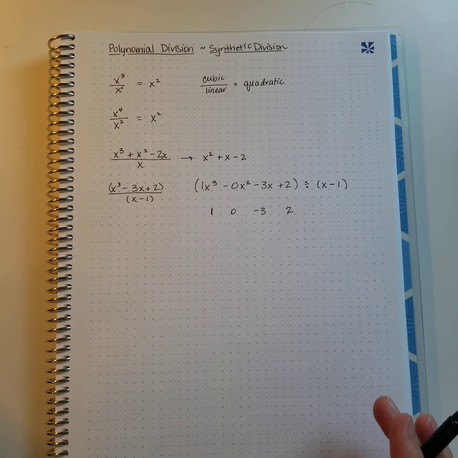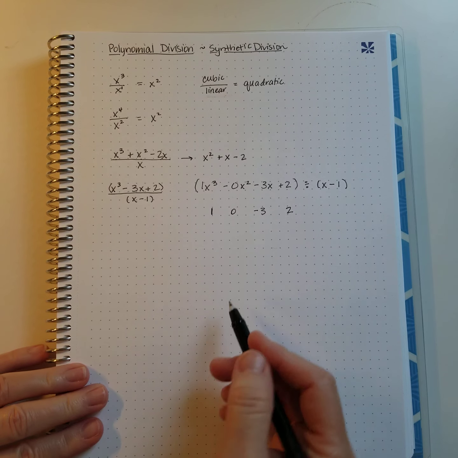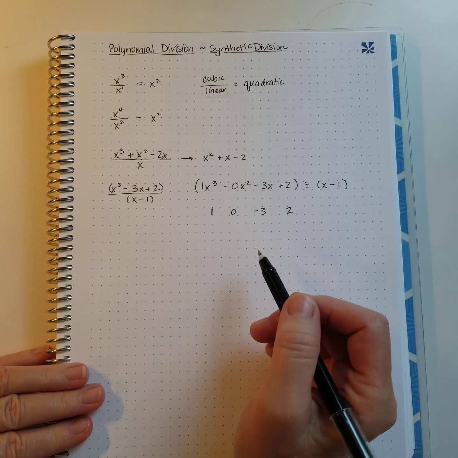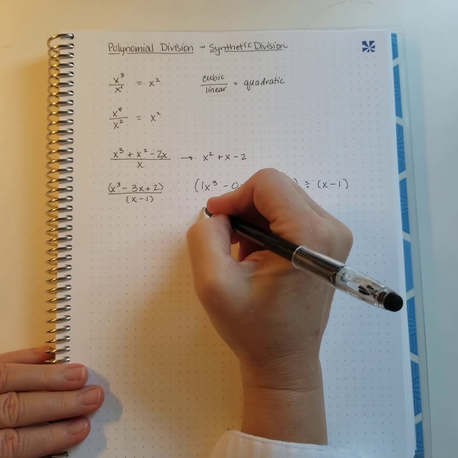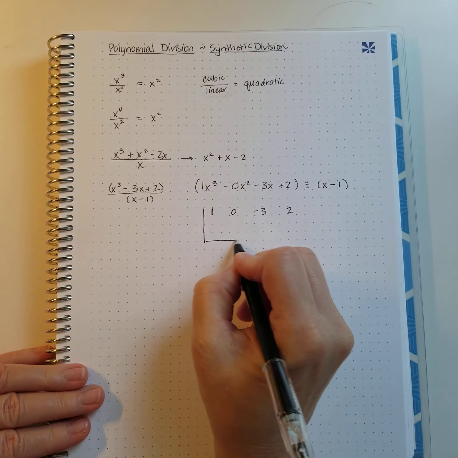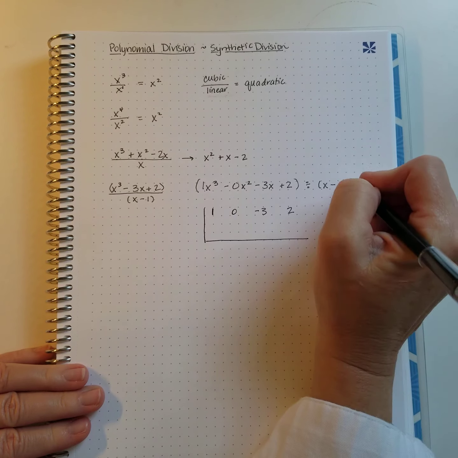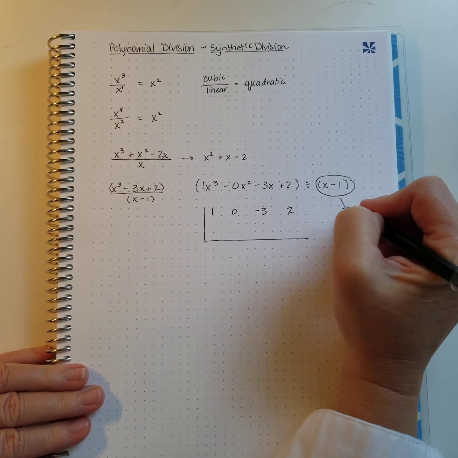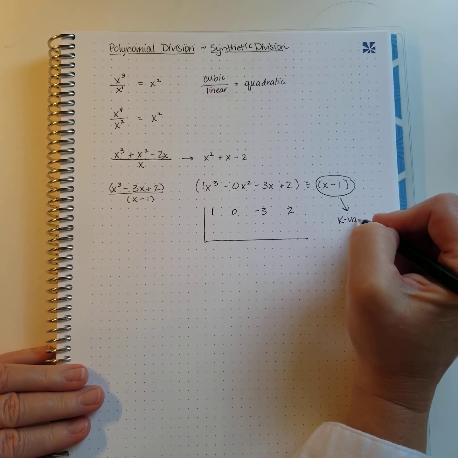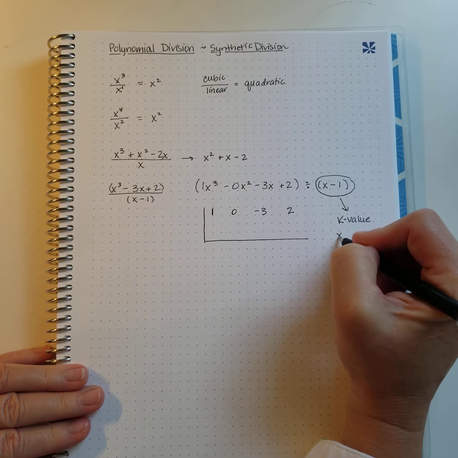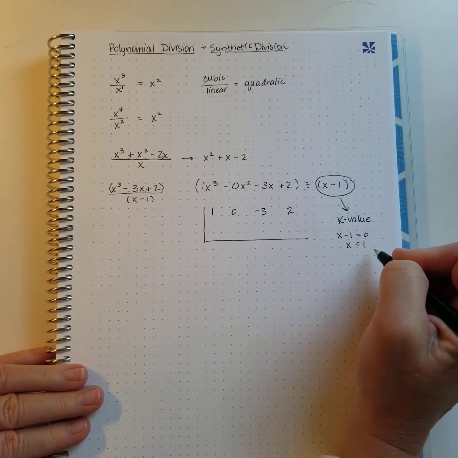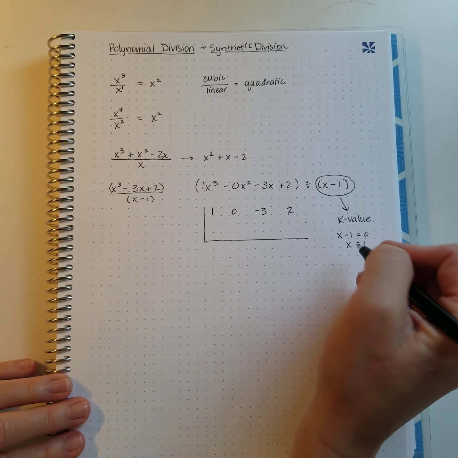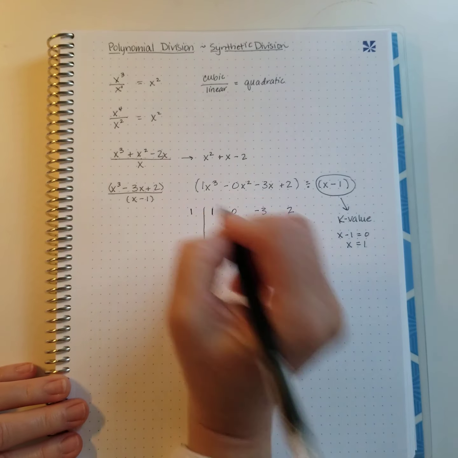Okay, now we've got our coefficients written here. And what we're going to do is draw a little box, like a rectangle. Then we're going to examine this, and from this we have to figure out what's called a k-value. It just means setting this equal to 0 and solving for x. So our k-value for this is going to be 1, and then we put that here.